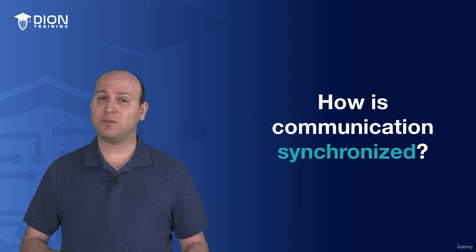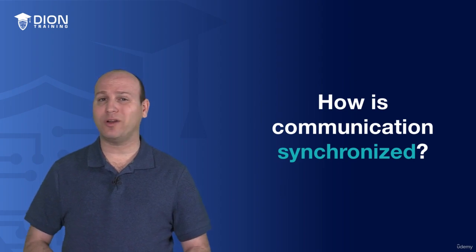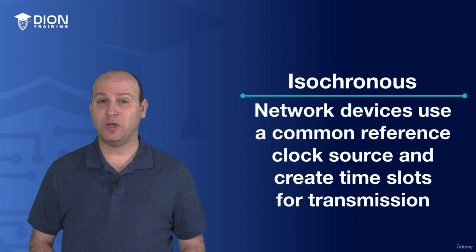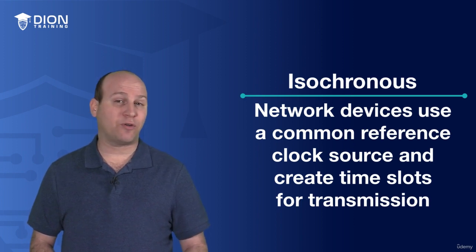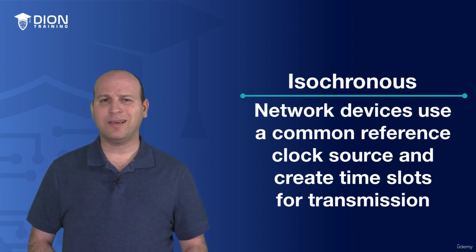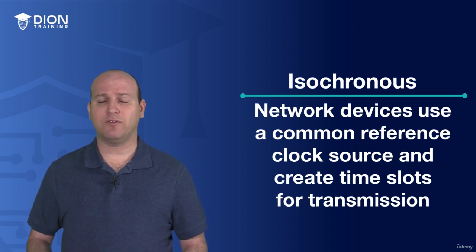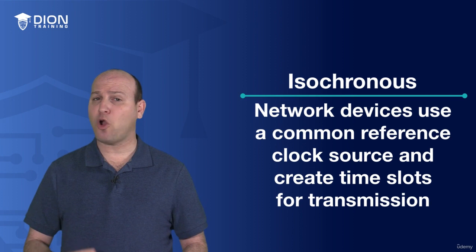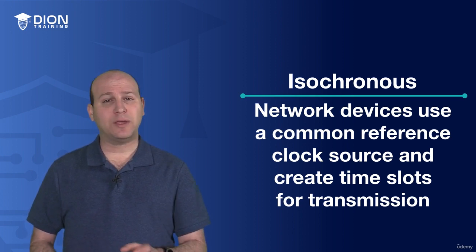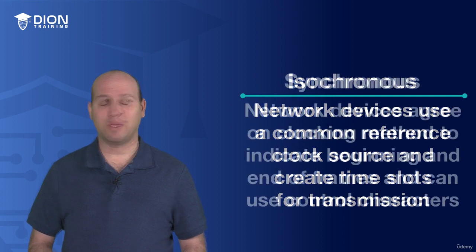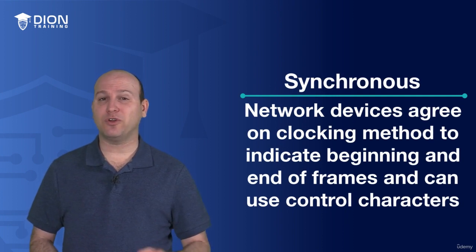Now, communication can be synchronized across Layer 2 according to 3 different schemes. We have something known as isochronous mode, which happens when the networks use a common reference clock, similar to synchronous, yet they also create time slots for transmissions, much like we did with time division multiplexing. This has less overhead than either of the other 2 modes because both devices know when they can communicate and for exactly how long.